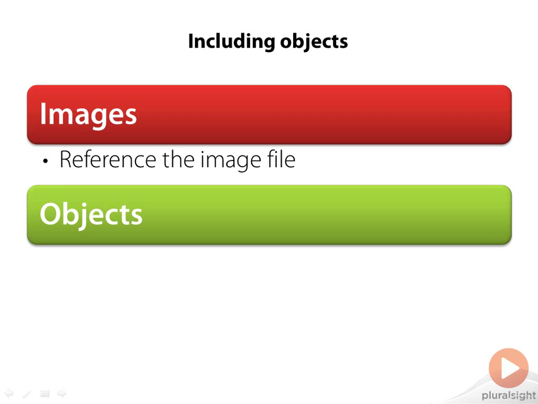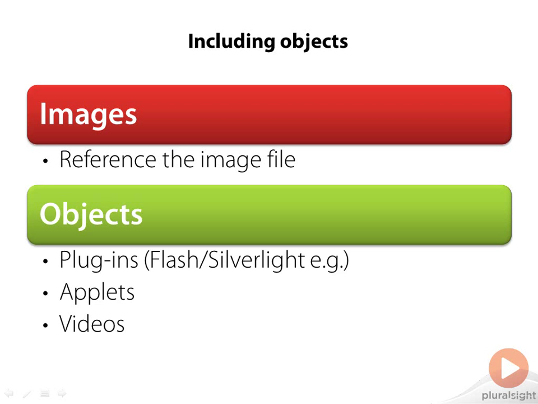Objects allow us to add other items into the page that don't fit the image mold, and often this is used for things like plugins. So you'll see Flash being used a lot for games within web pages, advertising with animations. You can use Silverlight for the same sorts of things. We also have applets written in Java. You have videos that you might want to embed inside the page.